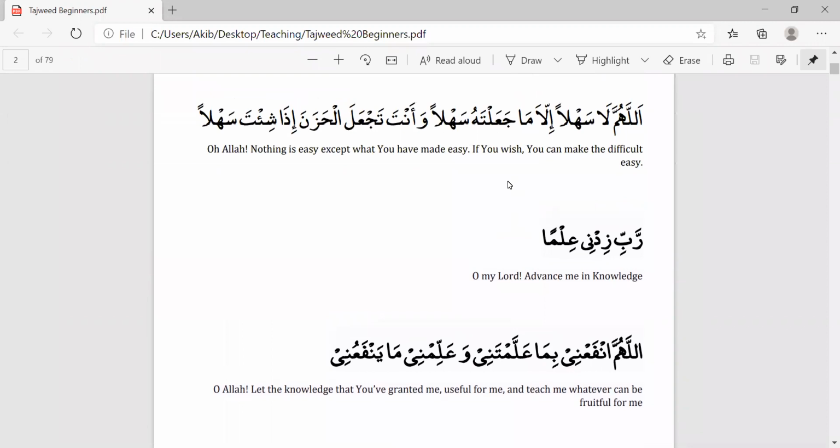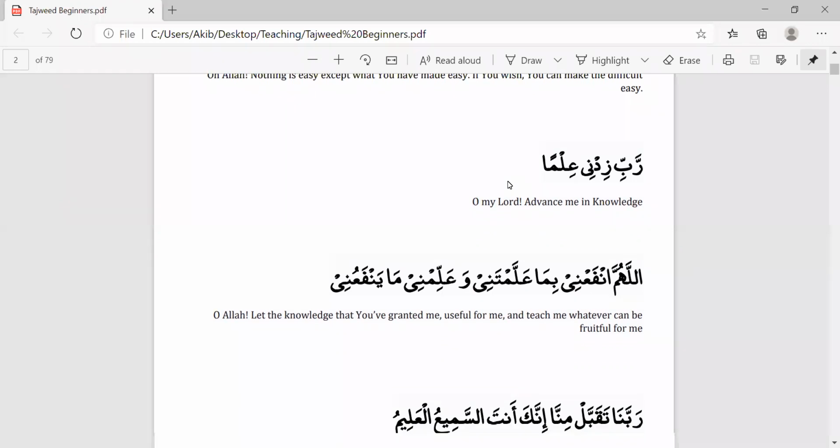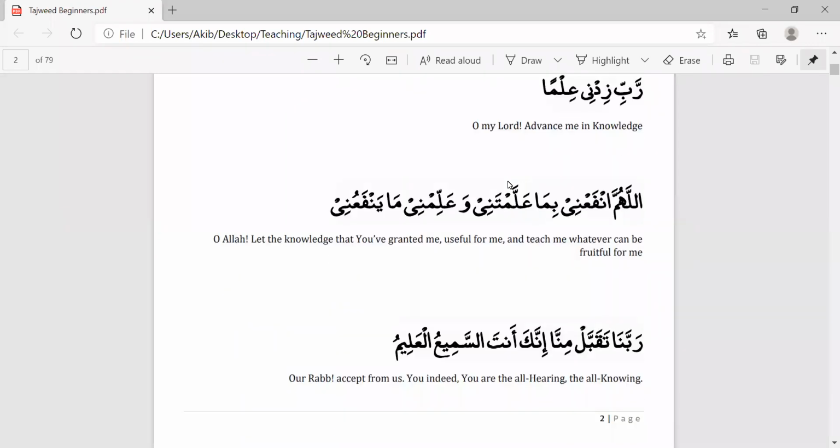We start with the name of Allah, and we ask that He makes learning the Quran easy for us. We ask that He increases us in our knowledge, and we ask that He makes the knowledge that He grants us beneficial and useful for us. And we ask that He accepts the small deeds, the small efforts that we are making in His path. Ameen.